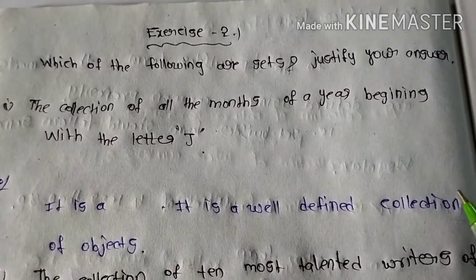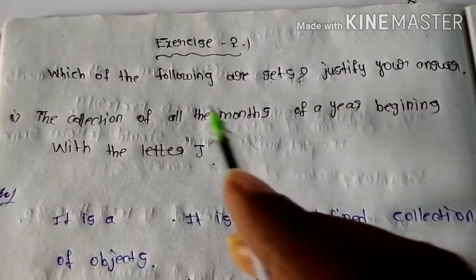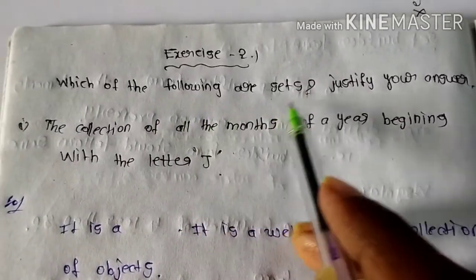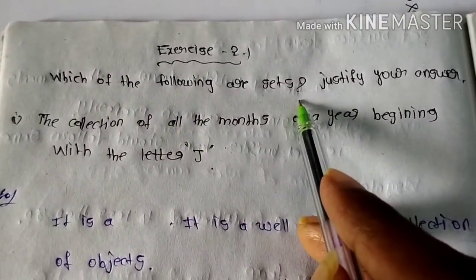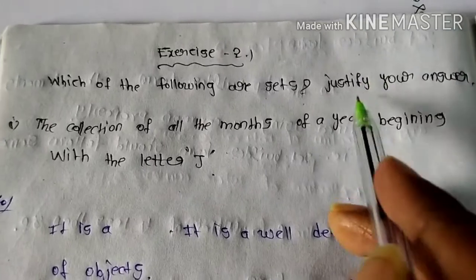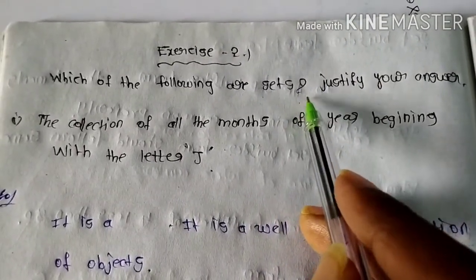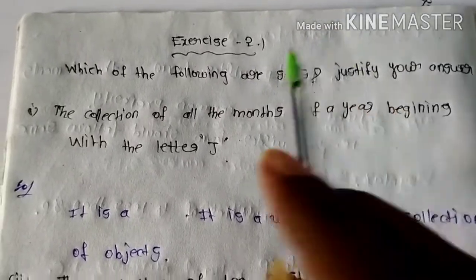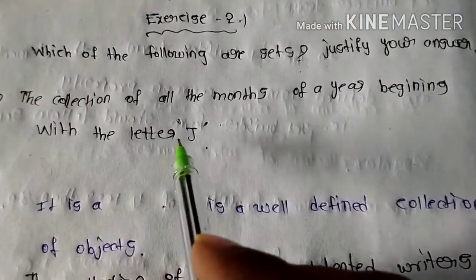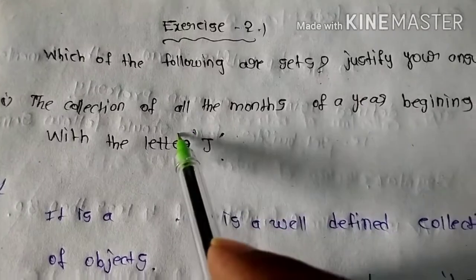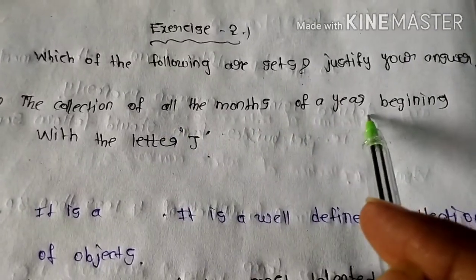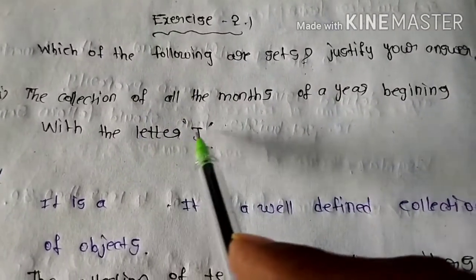Now you can see here exercise 2.1. First one: which of the following are sets? Justify your answer. First of all, you should know what is the definition of a set. A set is a well-defined collection of objects. Yes or no? First, you can see here the collection of all the months of a year beginning with the letter J.